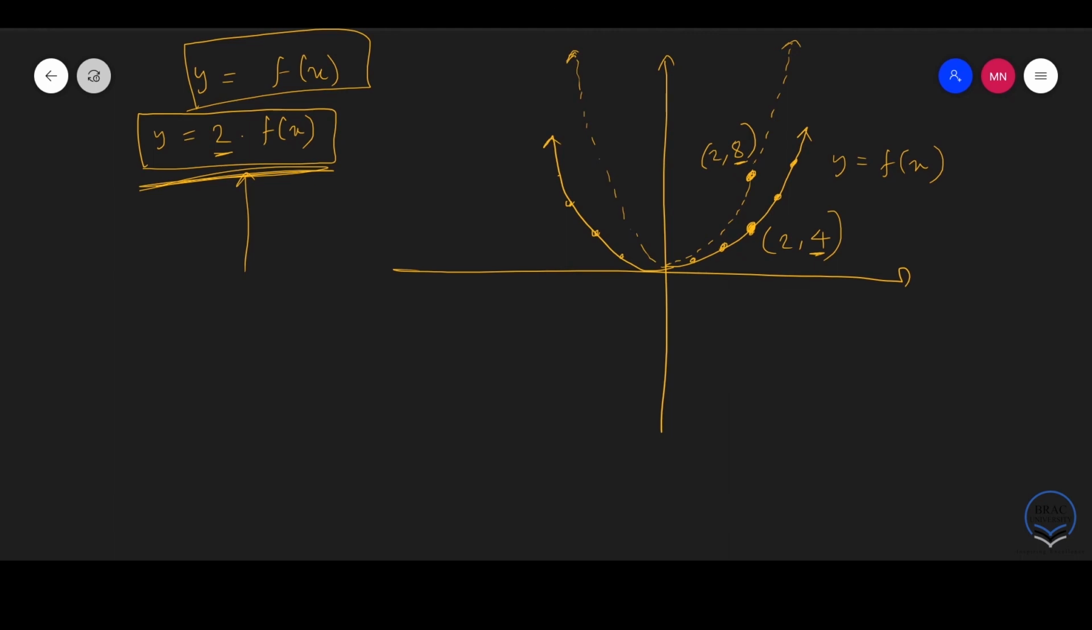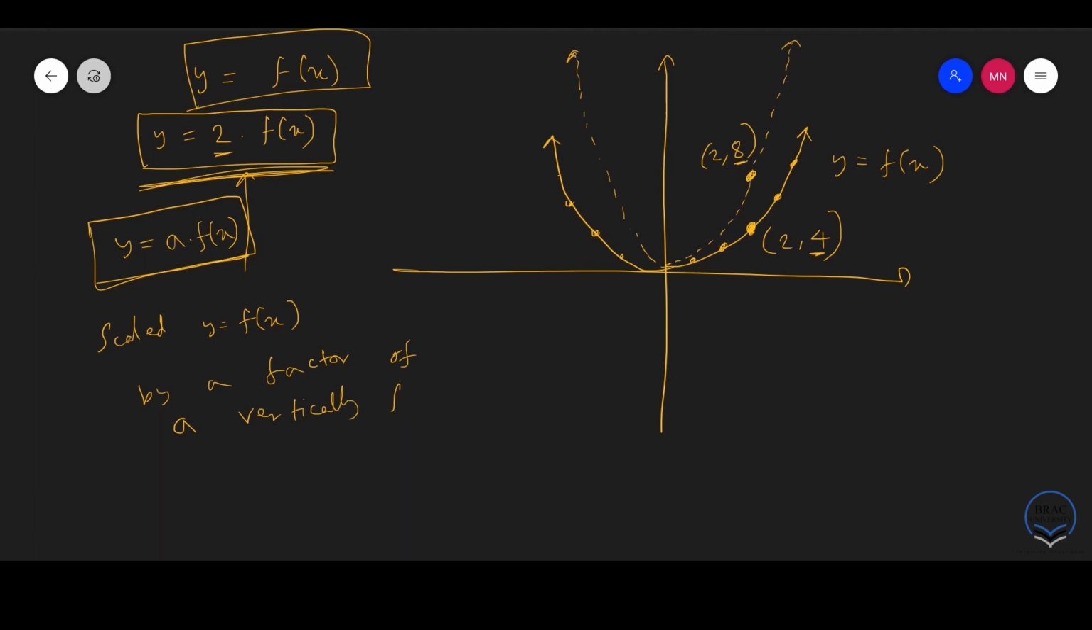So we just scaled y is equal to f of x by a factor. So if we had the graph of a times f of x, if we were to draw in general this graph, then we would have to scale y is equal to f of x by a factor of a vertically from the x-axis.